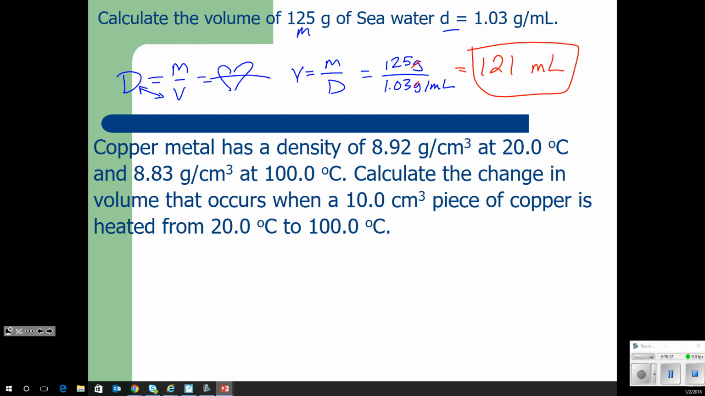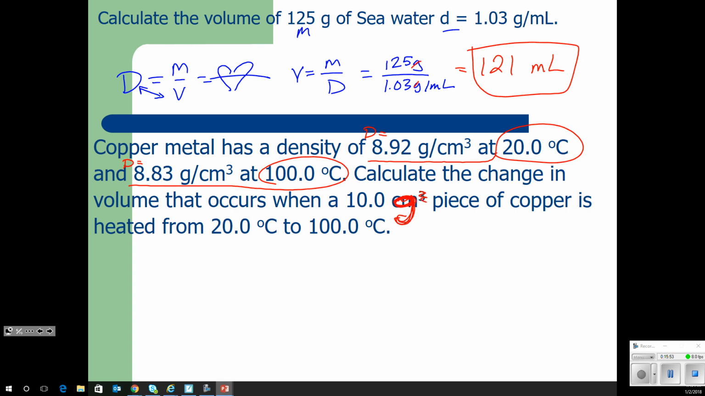Now, this next one, we're also going to use the density equation. If you'll notice, it says copper metal has a density of this at 20 degrees, and a density of this at 100 degrees. We're supposed to calculate the change in volume that occurs. By the way, this is supposed to be a G, so just erase that centimeter square and make that a G. 10 grams of copper is heated from 20 to 100 degrees.